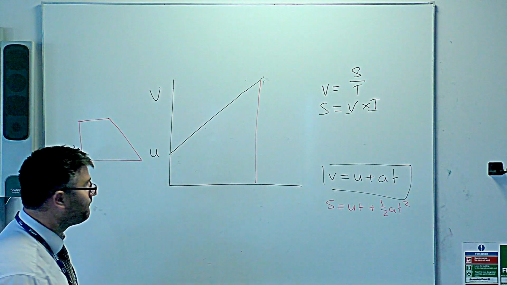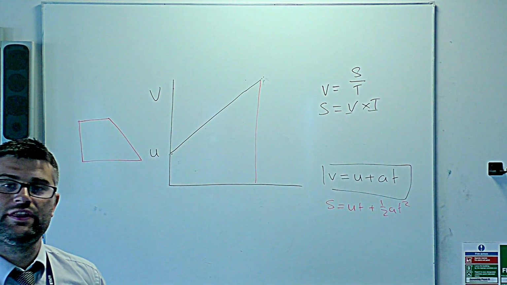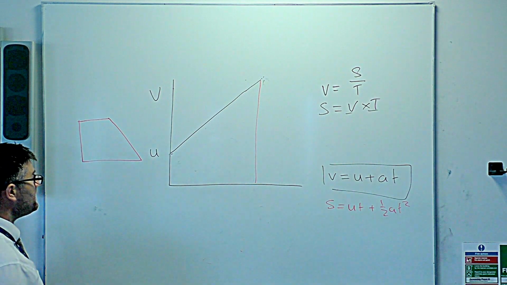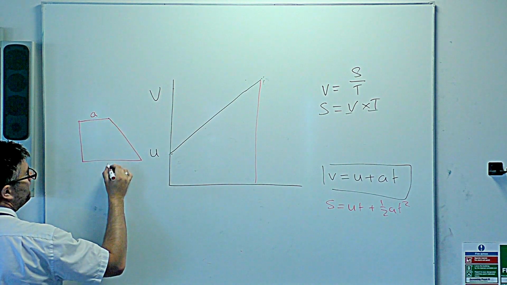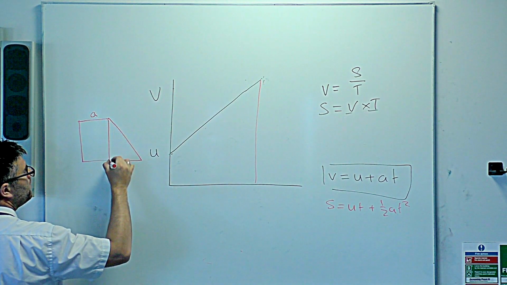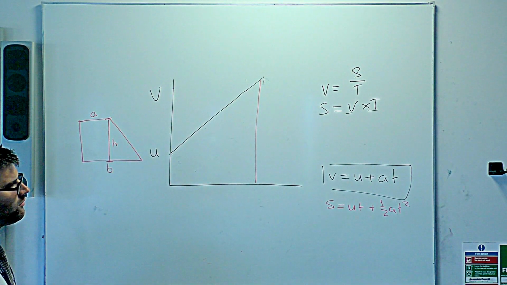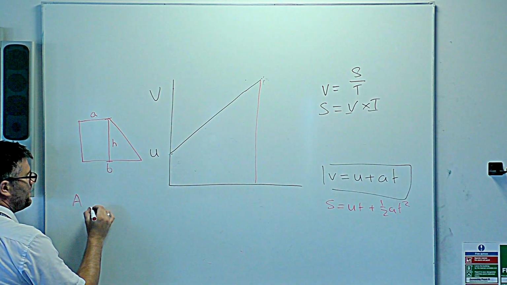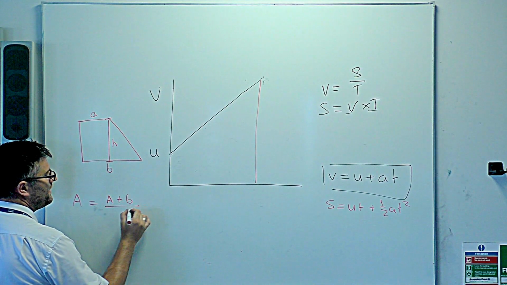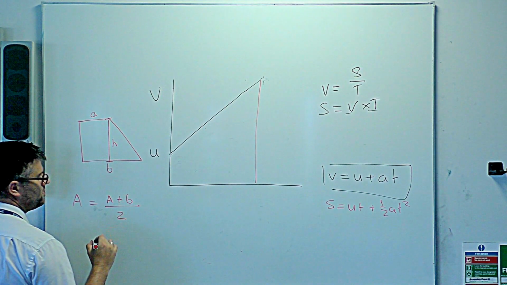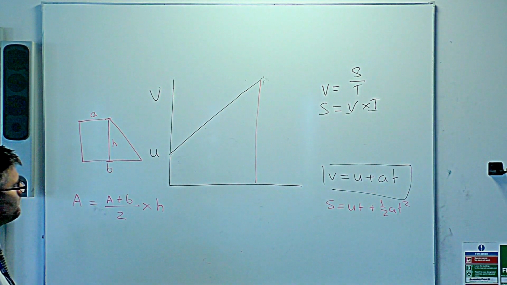a trapezium. Now, on your data sheet, you will be able to find the equation for the area of a trapezium. So that's A, B, and there's the height. What's the equation? The area is A plus B divided by 2 times by the height.